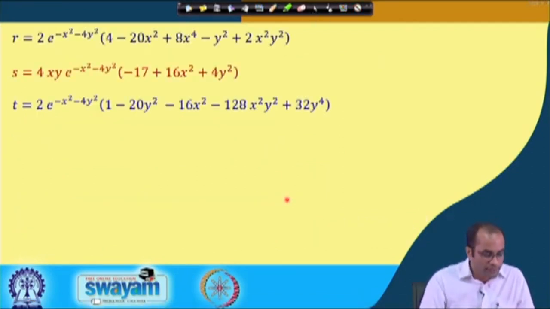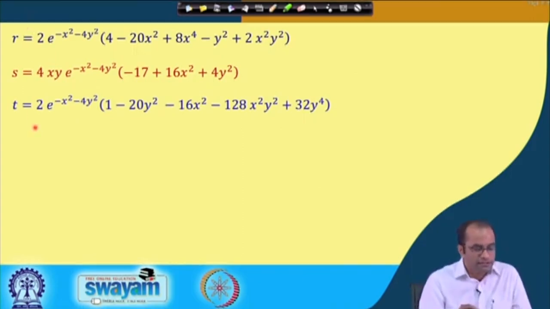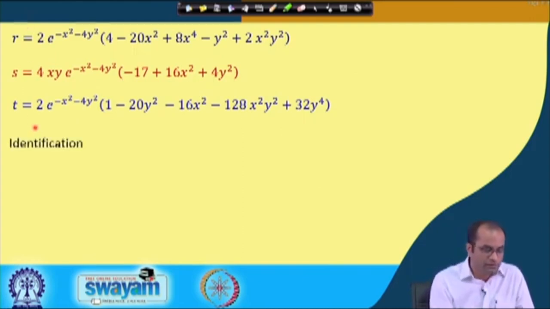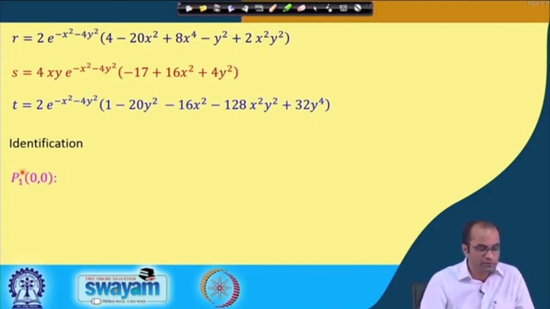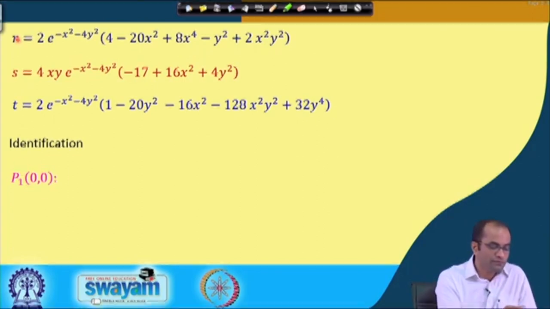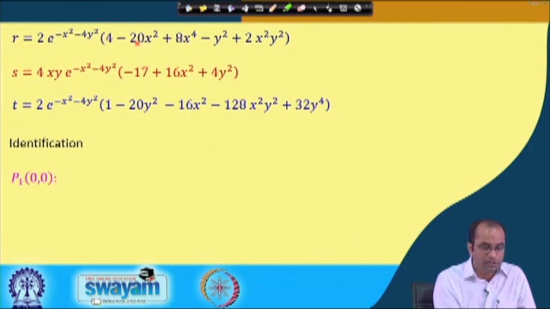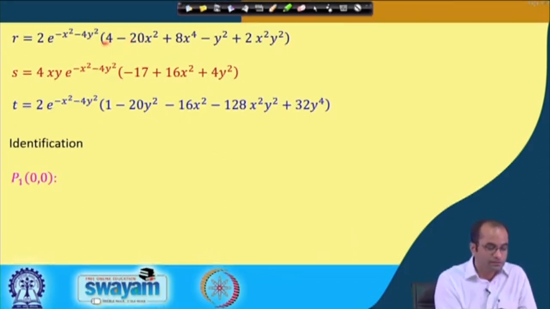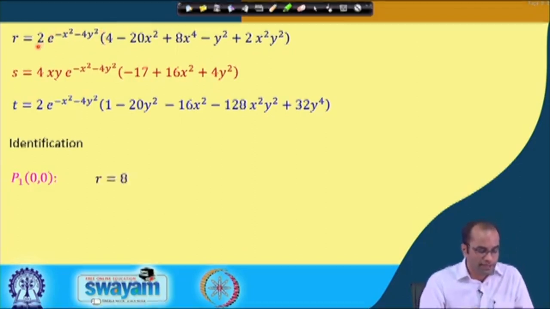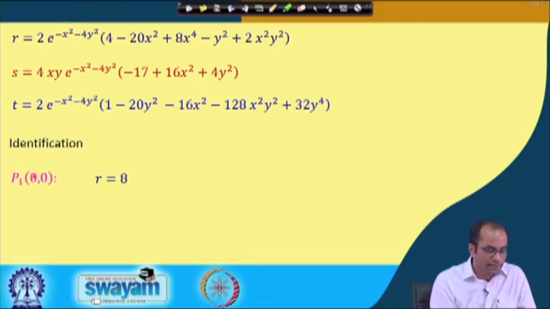So, now as discussed, we have these r, s and t, these 3 expressions. We will now identify these points. The first point, remember, was 0, 0. So, at this 0, 0 point, we will compute r, s and t. For r, this is when x and y both are 0, so we have 0 term there. So, we have 4, this e power 0 becomes 1, so we have 4 into 2, this is 8. So, r is 8.